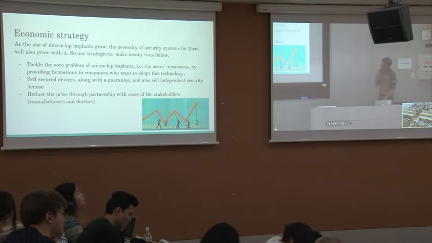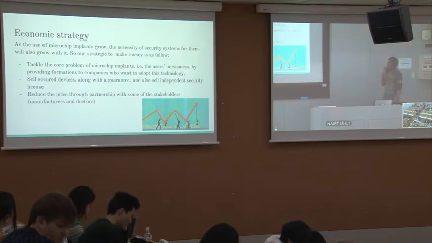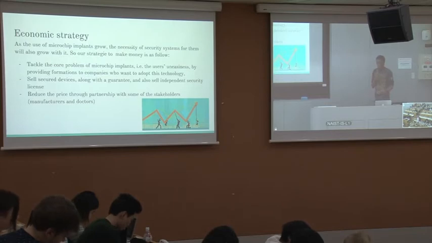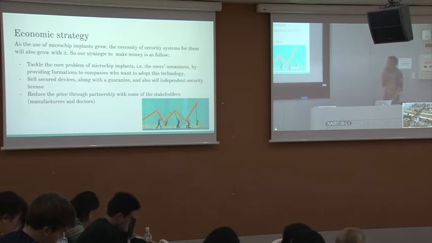Sorry, next slide, please. So, how do we make money from our idea? Basically, we think that we first need to tackle the core problem of microchip implants, that is the uneasiness of the users, because people are really not confident with the idea of having something in their bodies. So we can provide some formations to companies in order to assess or promote our idea, the microchips and our security. And we can also sell the secure devices along with a guarantee, and also sell independent security licenses. And finally, we can reduce the price through partnerships with some of the stakeholders, the manufacturers and the doctors. Thank you.